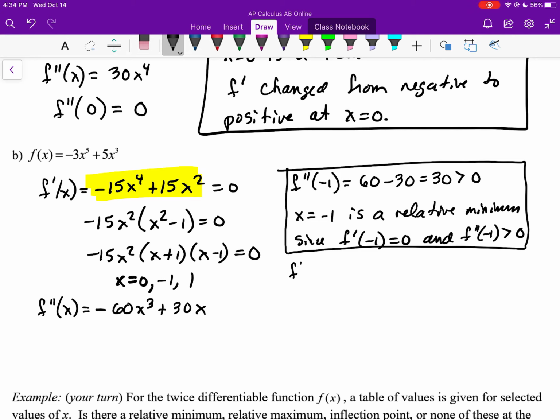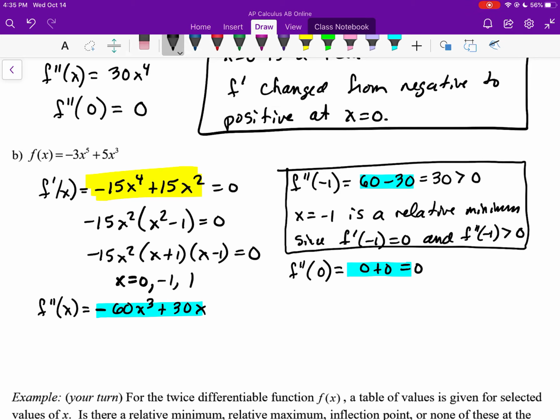And so we go and try to find f double prime of 0. When we're looking at that over there, plugging in 0 is going to give us 0 plus 0. This is going to be 0. Our second derivative test is inconclusive. It does not tell us what the values are. We're going to have to go back and use the first derivative test on this particular item.